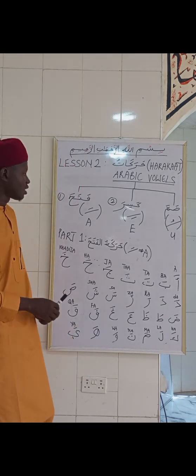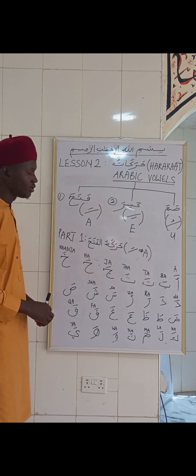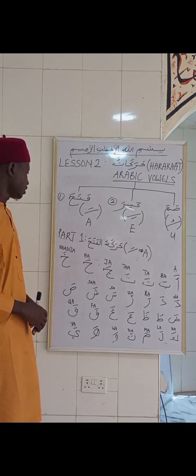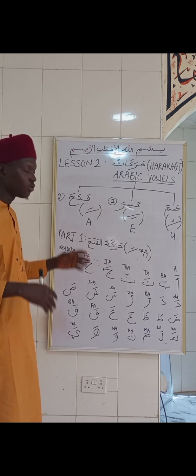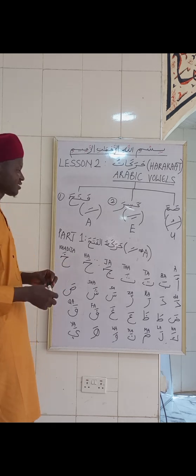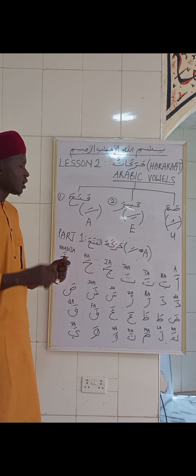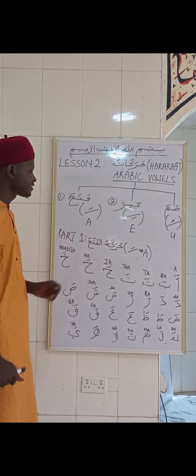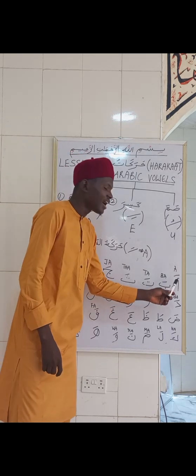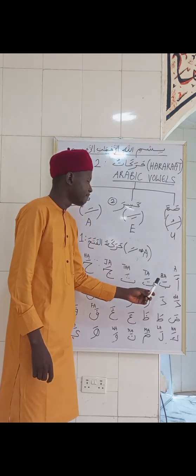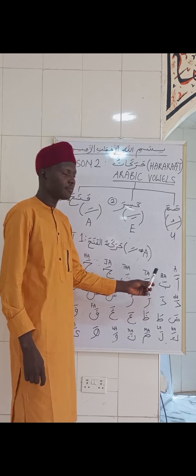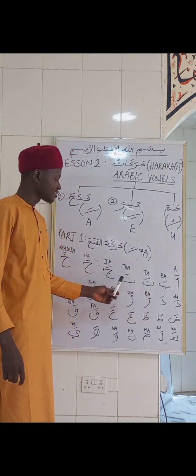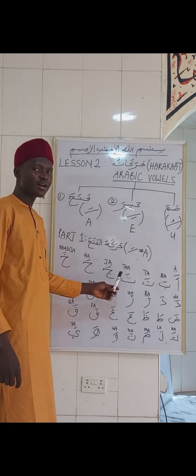Let's read it once more, then I will leave you to go and practice it very well at home. Then we will look at several exercises that will make you an expert in the use of the Harakaatul Fataha. So, alif fatha, a. Ba fatha, ba. You say it after me. Ta fatha, ta. Tha fatha, tha.